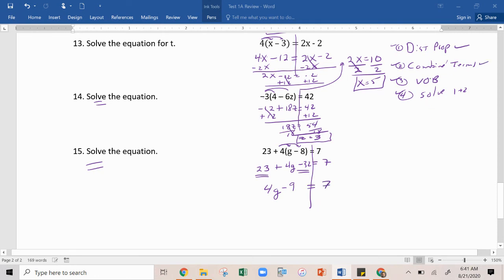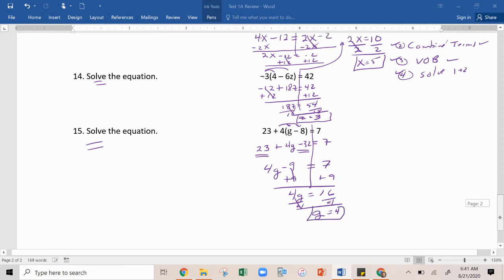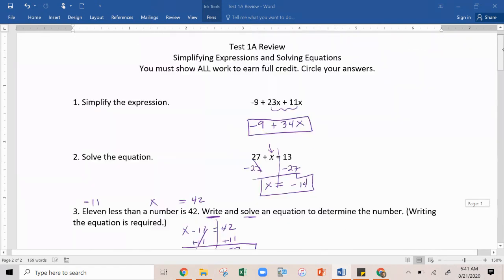Can I do variables on both sides? Well, no. I only have it on this side. So that one's done. So now we just solve. Add or subtract first. You get 4g equals 16. Divide by 4. You get g is equal to 4. And that's the end.